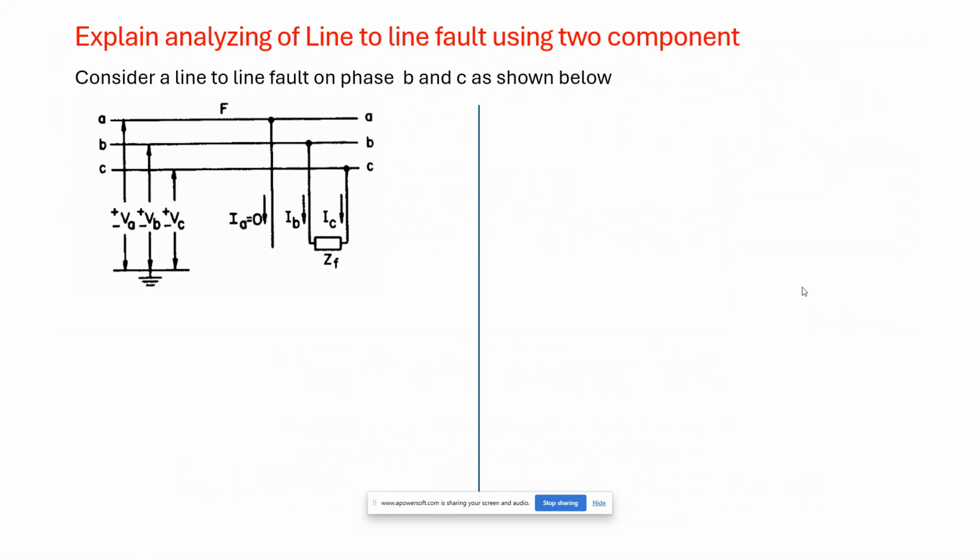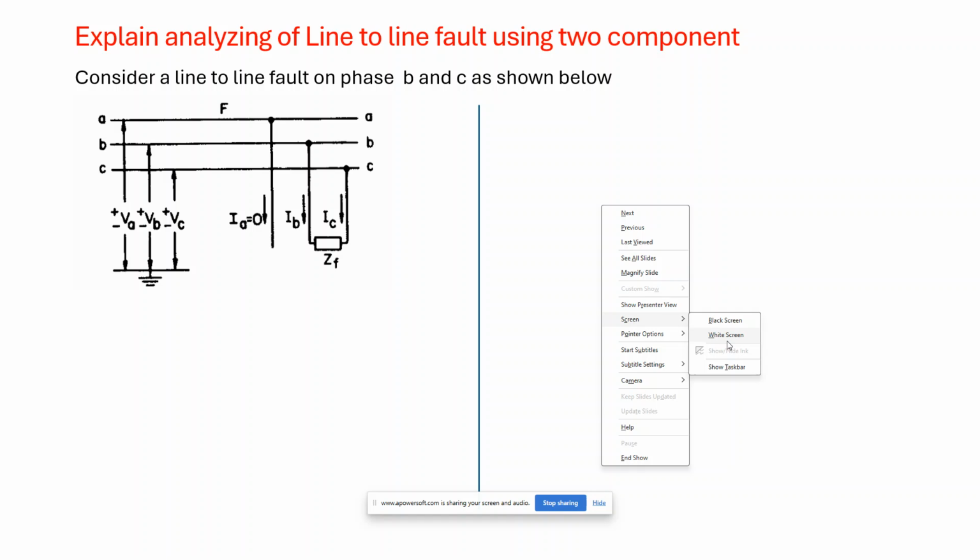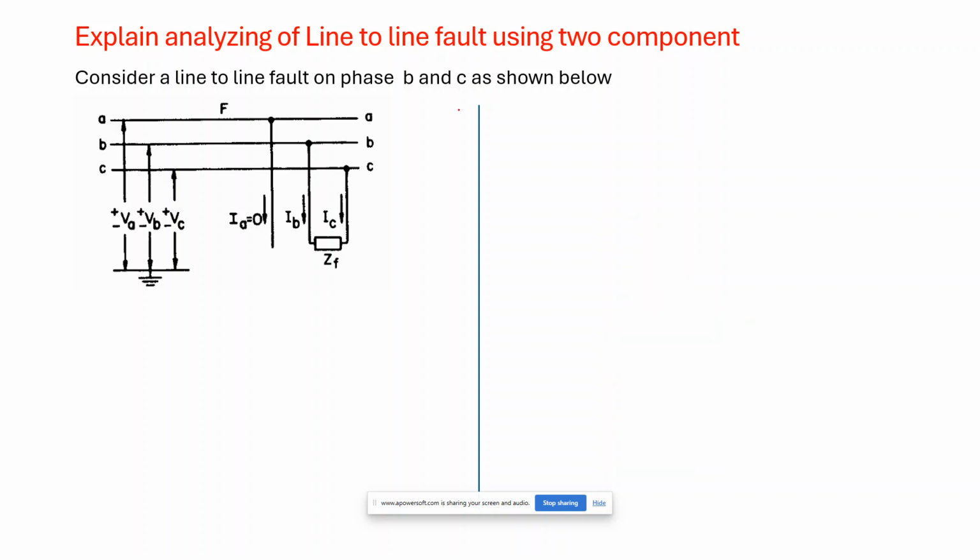Now in this video we shall explain how we can analyze line to line fault using two component method. So this is the question that appears in the university question paper. So let us consider a three-phase system shown here and consider a line-to-line fault on phase B and C.